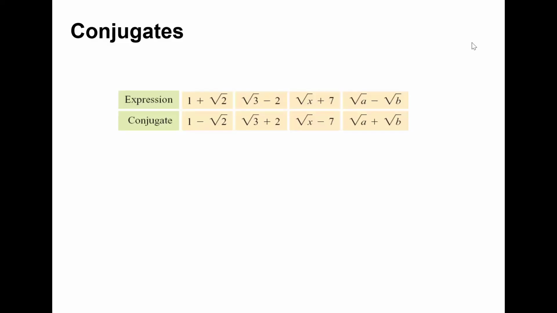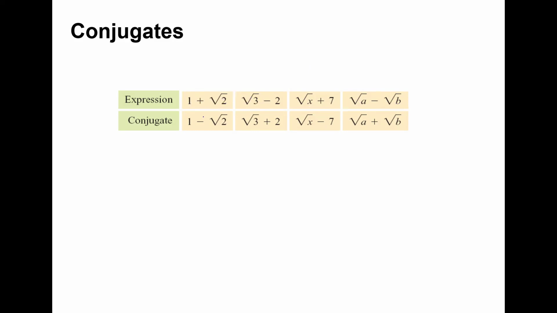All right, with conjugates, well, guess what? That means we're getting ready to rationalize the denominator with something other than just a single square root. So in case we might have 1 plus the square root of 2, or square root of 3 minus 2, square root of x plus 7, square root of a minus the square root of b. And we need to know what to multiply by to get rid of that radical in the denominator.